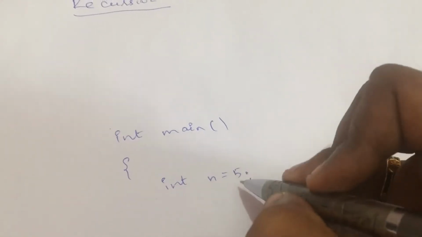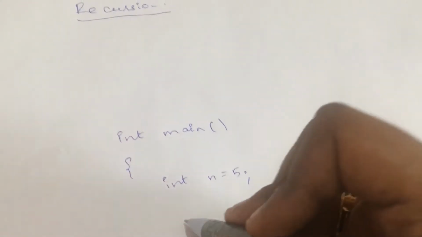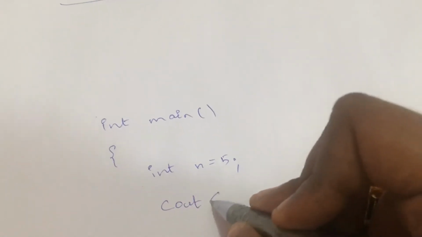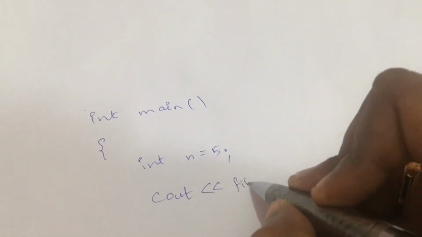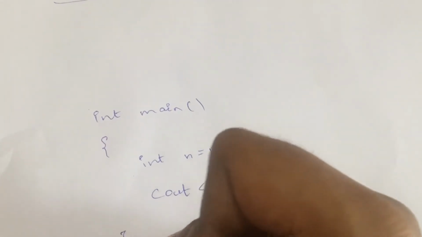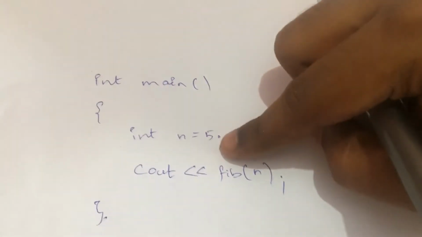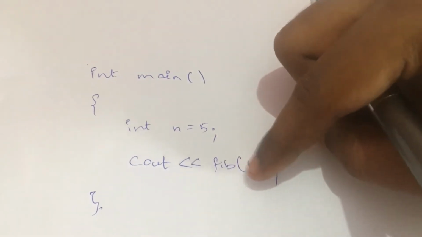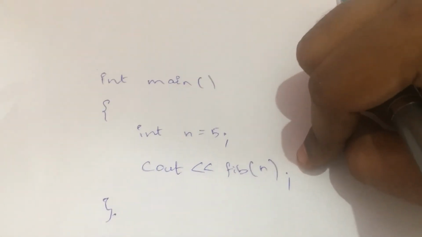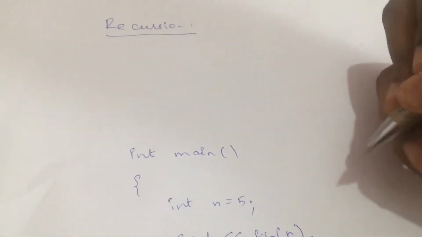For up to 5, I just want to find all the Fibonacci sequence, and here I'm just giving something like cout of fib of n. Let's assume it this way. So what we are doing is we just have a main function. Inside our main function we have our n value as 5, and we are calling the fib of n method. So let's start writing the code for that fib of n method.